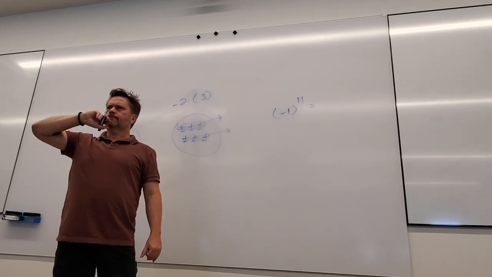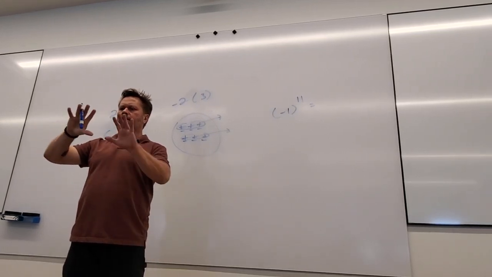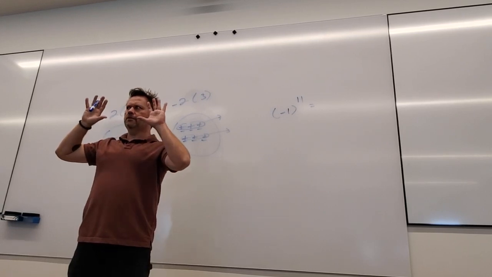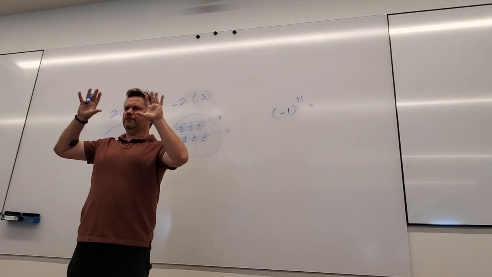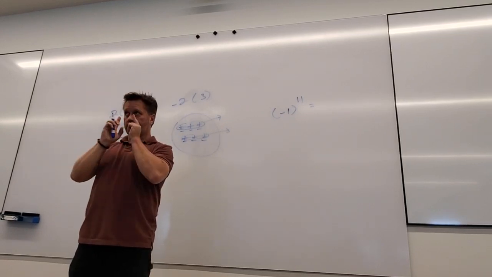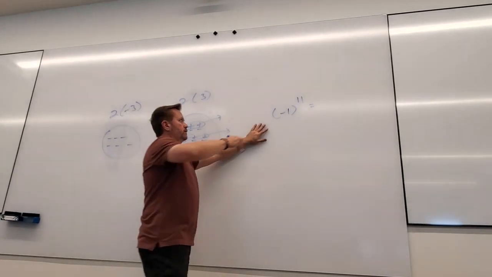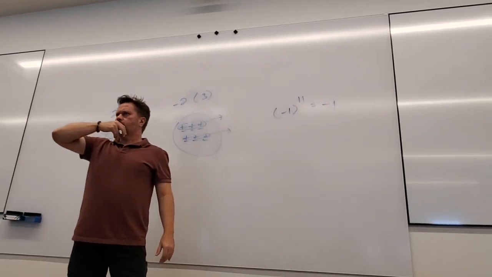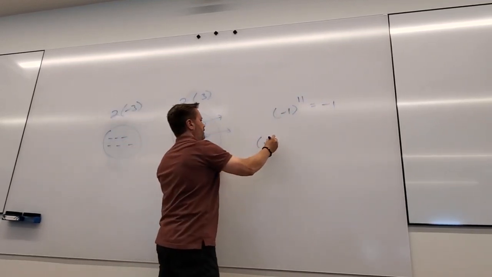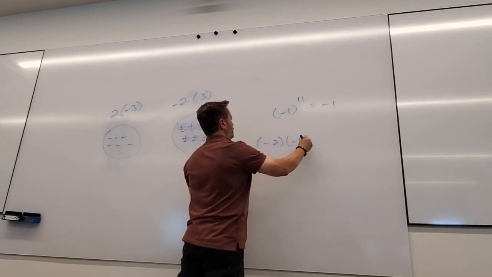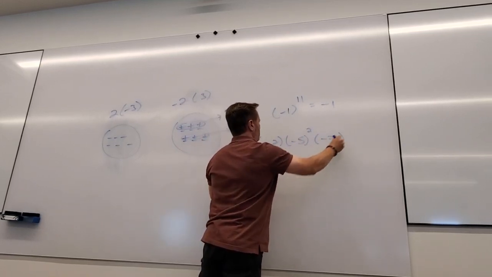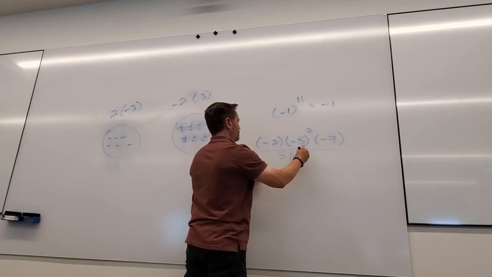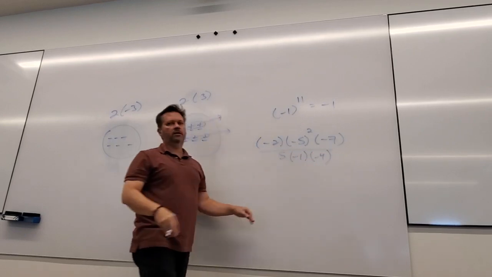It's odd numbers, so it's going to be -1. So if I have 11 of them, these 5 pairs of negatives kill each other, so you have 1 negative left over. So this would be a -1. So -1 to any odd power is negative. So can anyone tell me the sign of this expression? It's going to be negative or positive.